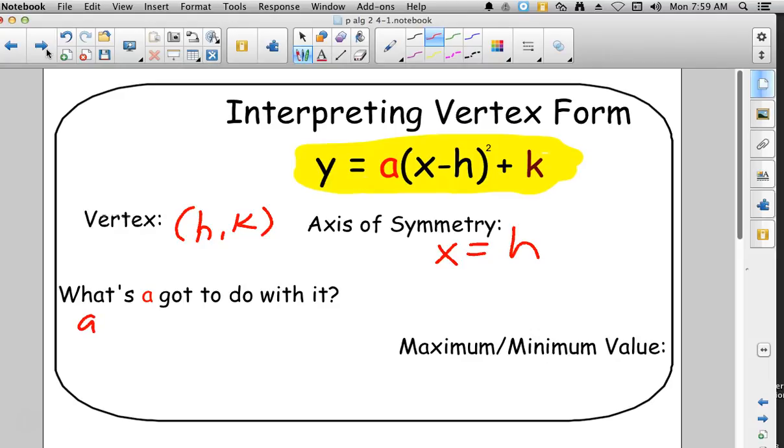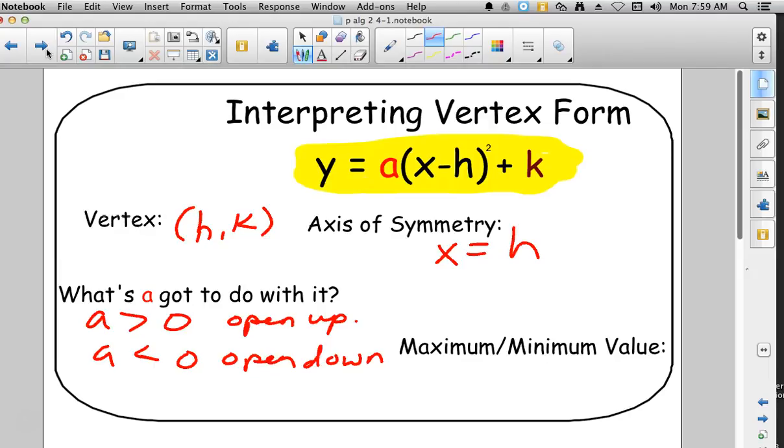If a is greater than 0, greater than looks a little weird there, means it's positive, and that means it's going to open up. And if a is less than 0, then it's going to open down. Why didn't I put anything there about if a is 0? Talk to your partner. What happens if a is 0?